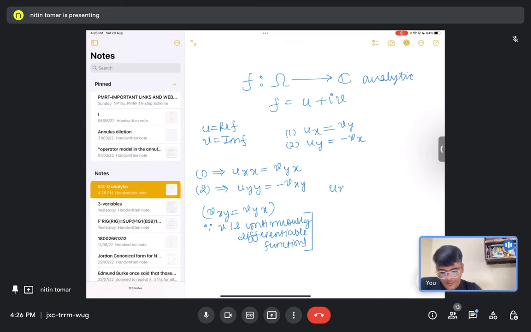So now when you add uxx plus uyy, it is vxy minus vxy, so it will be 0, right? And similarly, you can prove that vxx plus vyy is 0 using the same trick. So what I want to say is, if f is a holomorphic function on a domain, then its real part as well as imaginary part are harmonic. Okay.